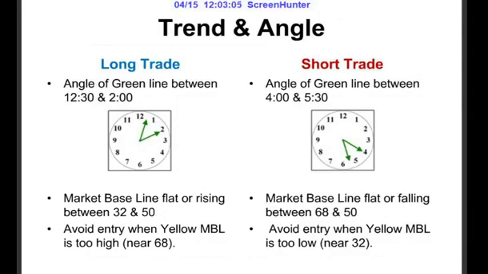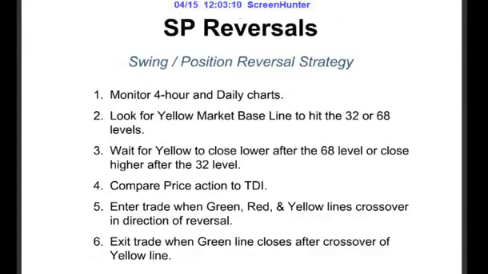So the next one here, now that one was the basic trading concept that everybody understands. Now let's talk about SP reversals. I already mentioned something about this a while ago. I want to talk about it a little bit more in detail. We're going to monitor the 4-hour and our daily charts. We're going to look for the market baseline, the yellow line, to hit 32 or hit 68. Now, can it go beyond those levels? Absolutely. I've seen the market baseline get down near 20. I've seen the market baseline get near 80 or 85. So they can get beyond those levels, okay?